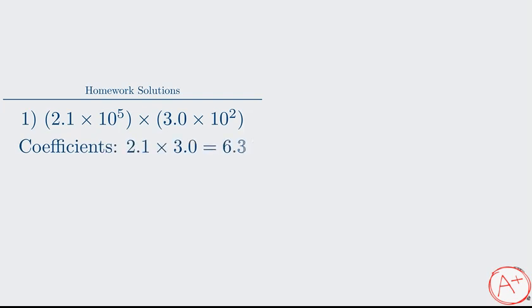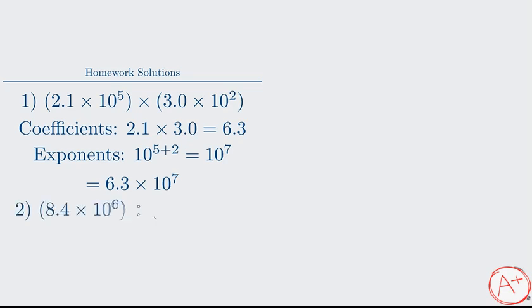Let's go through the solutions. For the first question, we multiply the coefficients. 2.1 times 3 is 6.3. Then we add the exponents. 5 plus 2 is 7. The answer is 6.3 times 10 to the power of 7.